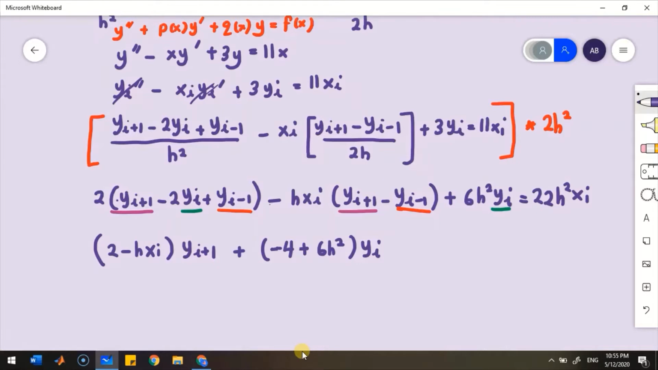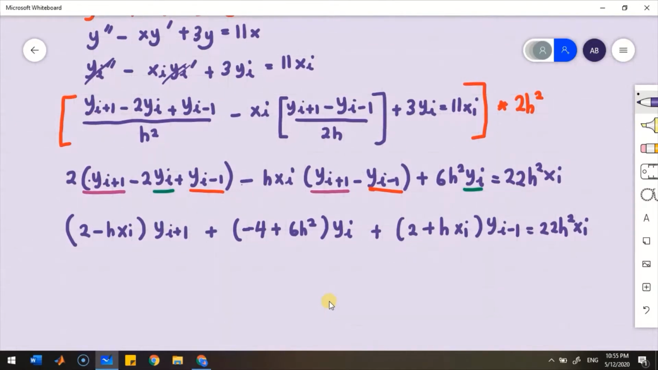Okay, let's check. And then what we have here, we have it for 2 times this one. So I have plus 2 hxi yi minus 1. Okay, equals to 22 h squared xi.